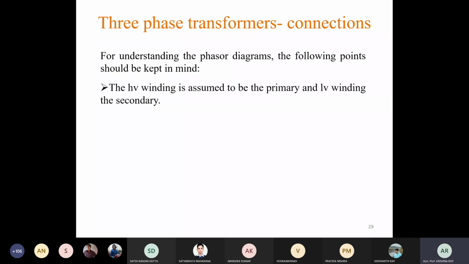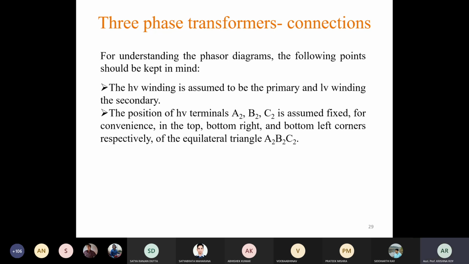So the high voltage winding is assumed to be the primary and the low voltage winding the secondary. That means while we are going to draw the phasor diagram for different phasor groups, we have to follow these conventions: the high voltage winding is the primary and the low voltage winding is the secondary winding.